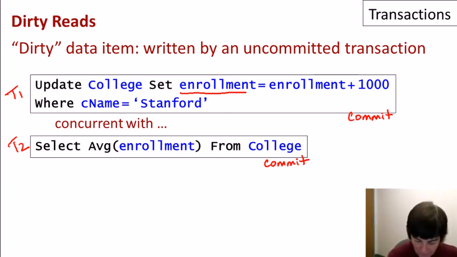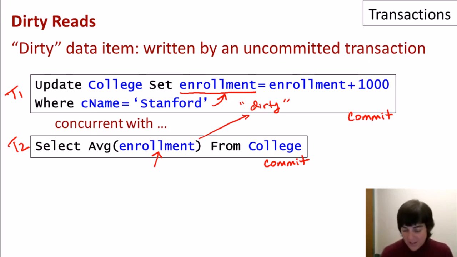So after Stanford's enrollment has 1,000 added to it, but before the transaction commits, at that point in time, the value is what's known as dirty. If our second transaction here reads this value, then it might be reading a value that never actually exists in the database. And why is that? Because before this transaction commits, there could be a system failure, and the transaction could be rolled back, as we described before, and all of its changes undone.